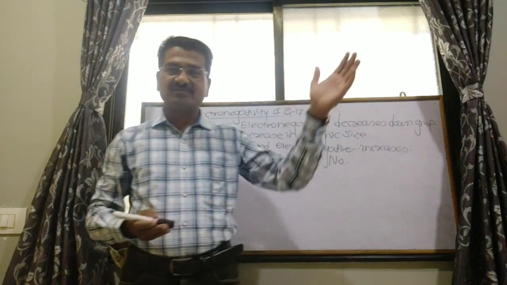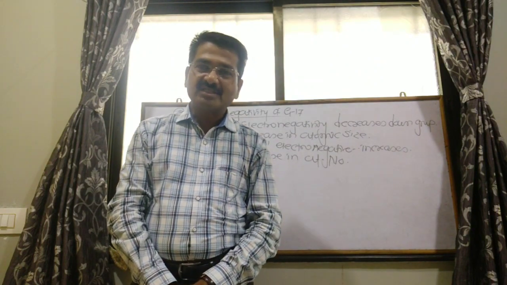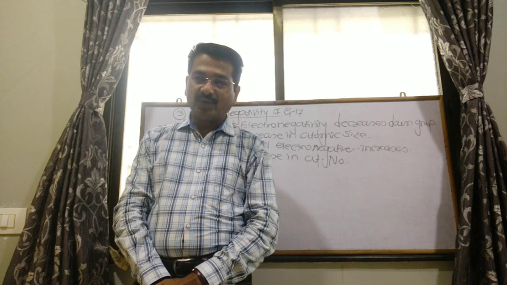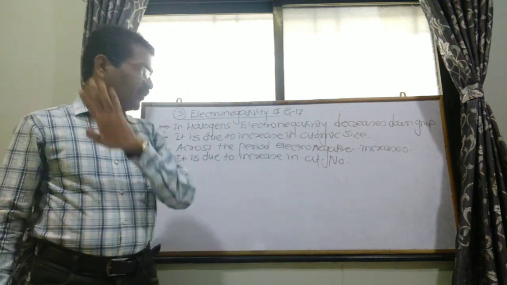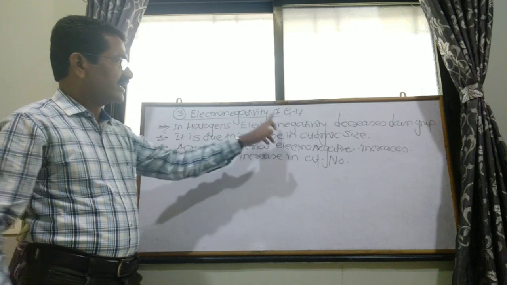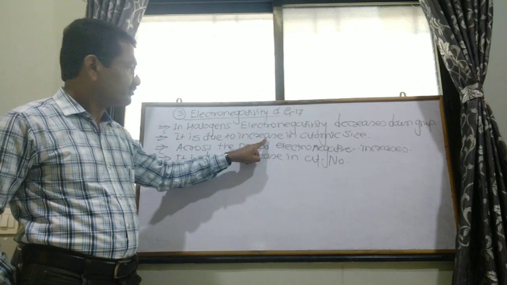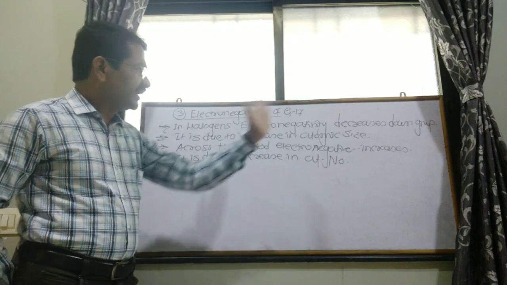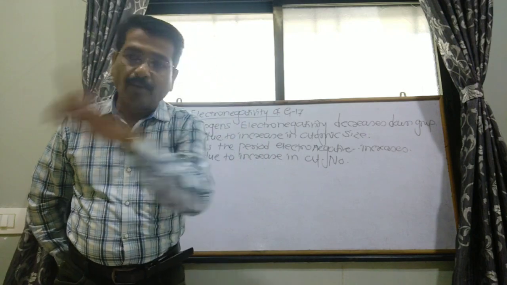Atomic number increases from left to right. Therefore, its electronegativity value also increases. So these are the 4 points. First, in halogens, electronegativity decreases down the group. It is due to increase in atomic size. Then across the period, electronegativity increases. Why? With increase in atomic number.